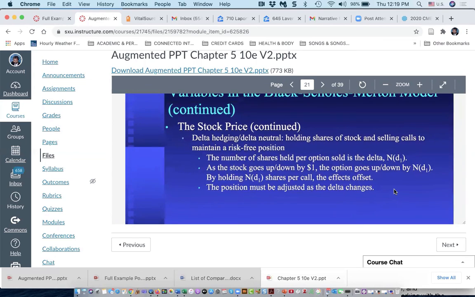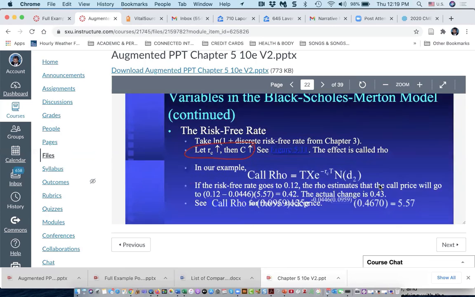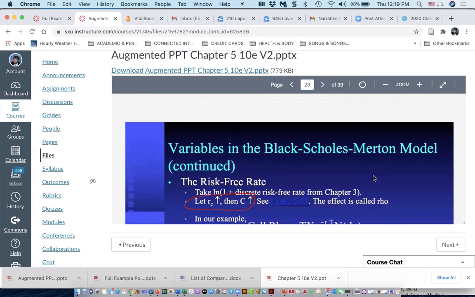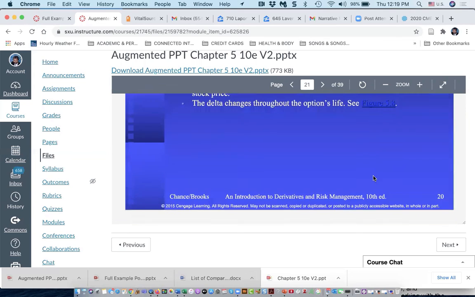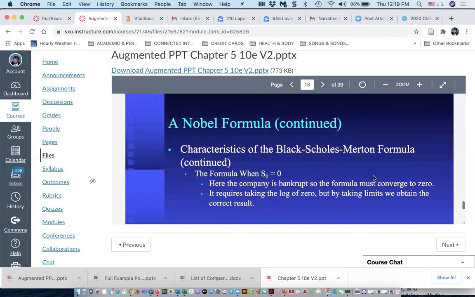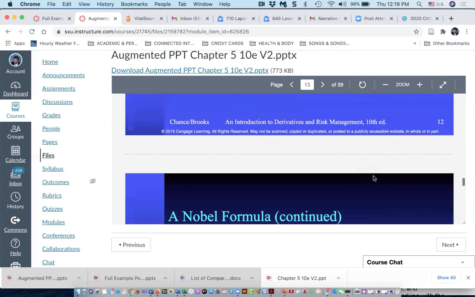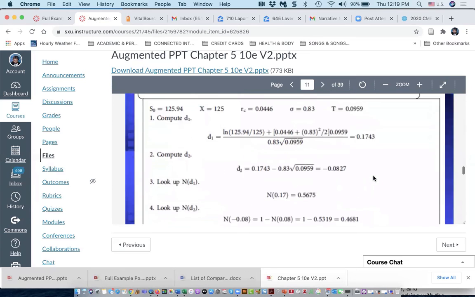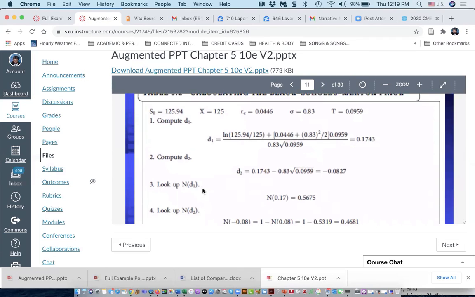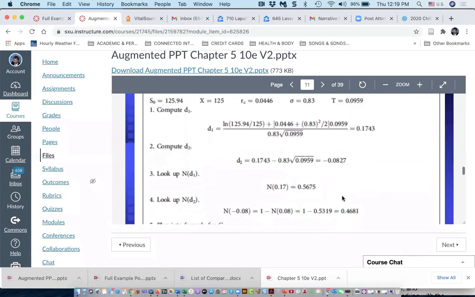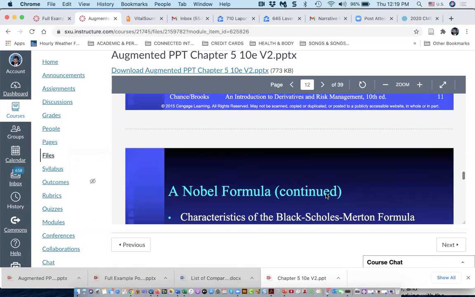Professor? Yeah. For that example we did with the Black-Scholes model, what do you look at for step 3? If you can go to slide 11. Step 3, right? Okay. So if step 1 is 0.17, I saw you just use the 0.1. Do you not round there? Yeah, 0.1 first. Okay, let me go to the table.